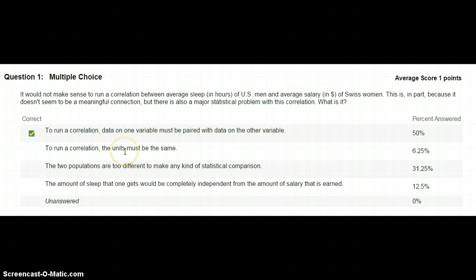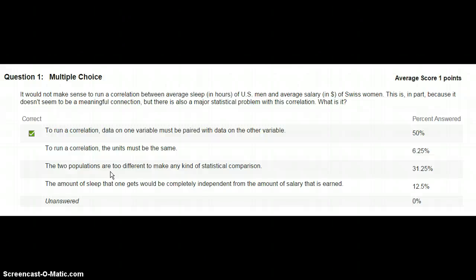The units definitely do not have to be the same to do a correlation. In fact, they usually aren't. The two populations being too different is not really an issue. We can look for a correlation as long as we can put them together.